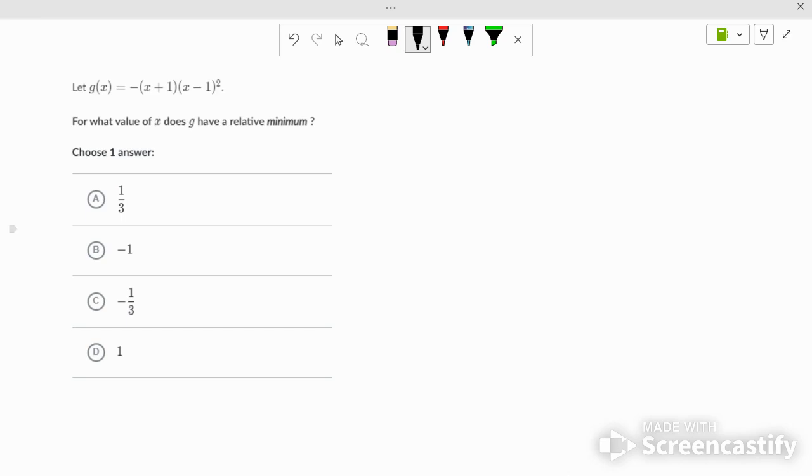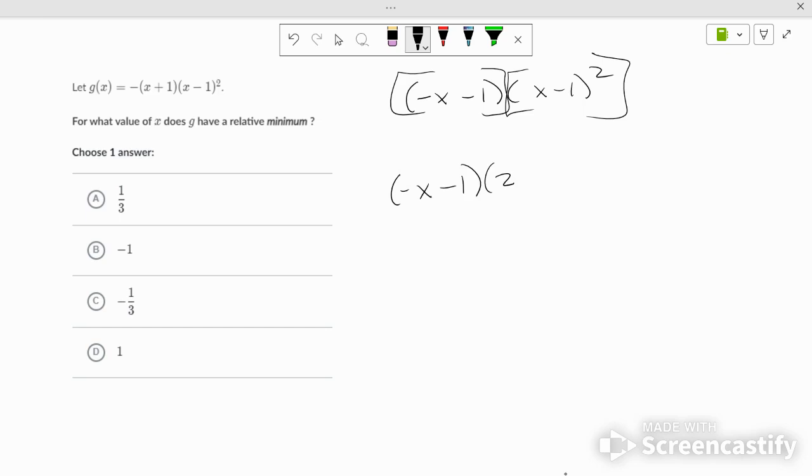Well, if we do the first derivative of this, it is lots of chain rules going on. What I'm going to do is multiply the negative through. So I'm going to have negative x minus 1 times x minus 1 squared. So if we do chain rule here, it's negative x minus 1 times 2 times x minus 1 times 1 plus x minus 1 squared times negative 1.